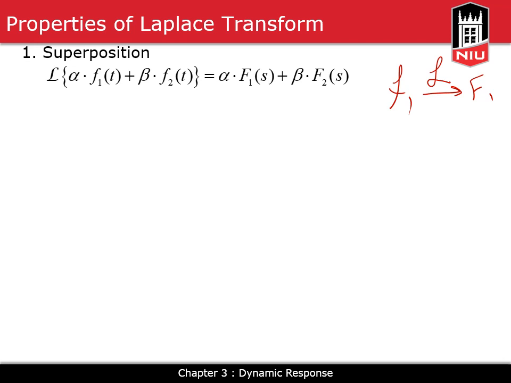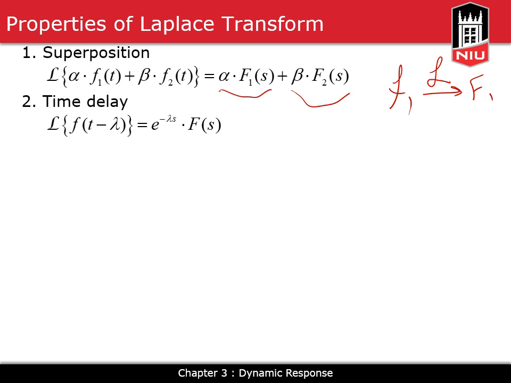If the Laplace transform of f1 is capital F1 of s, and Laplace transform of f2, another function, is capital F2 of s, then the Laplace transform of alpha f1 plus beta f2 is going to be alpha times the Laplace transform of f1 plus beta times the Laplace transform of f2. So this way, instead of finding the Laplace transform of the bigger function, we are actually dividing it into smaller pieces. Very useful and very simple property of the Laplace transform.